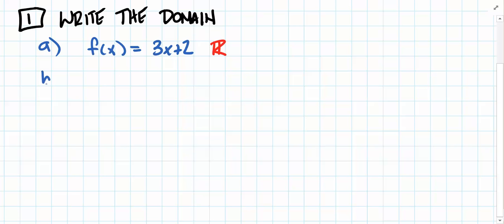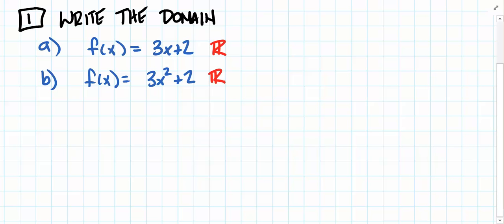Okay, let's do example B here. What if I give you f of x is equal to, what about 3x squared plus 2? What type of function is this? It's a parabola. That's a quadratic function. Okay, get that picture of the quadratic in your head, right? What would be the domain for that one? All real numbers as well, right?